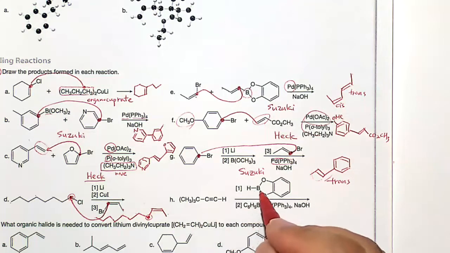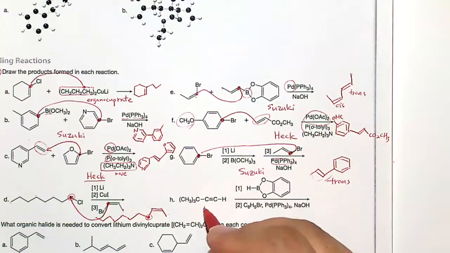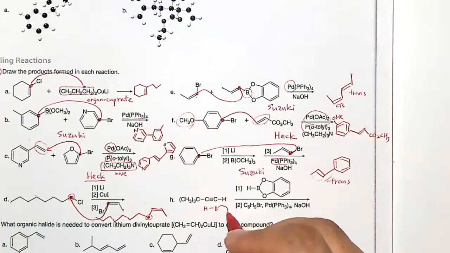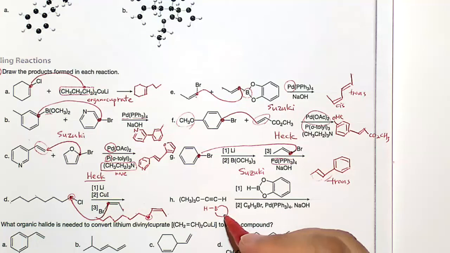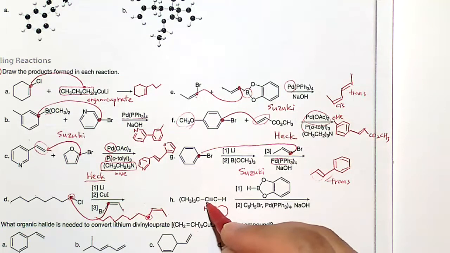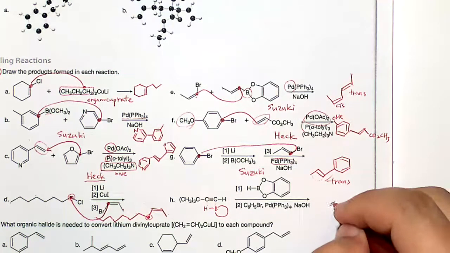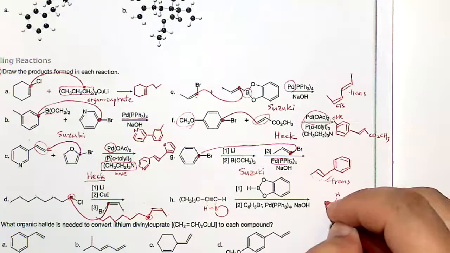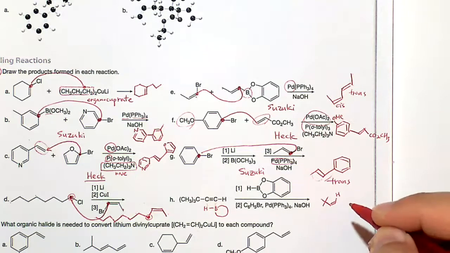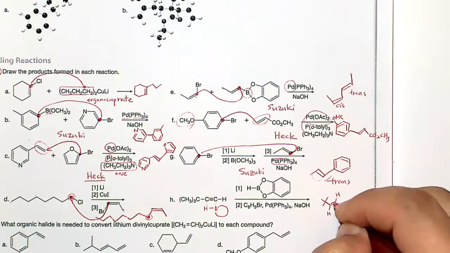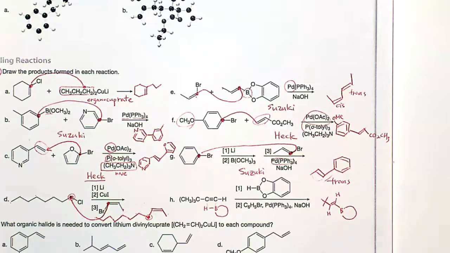Here, hydroboration occurs with a triple bond, and boron will be added to the least hindered site. So I'm going to rewrite H. Then there is a tertiary butyl group. There is another H. This is boron with a cyclic structure, boronic acid. And here you have bromobenzene.